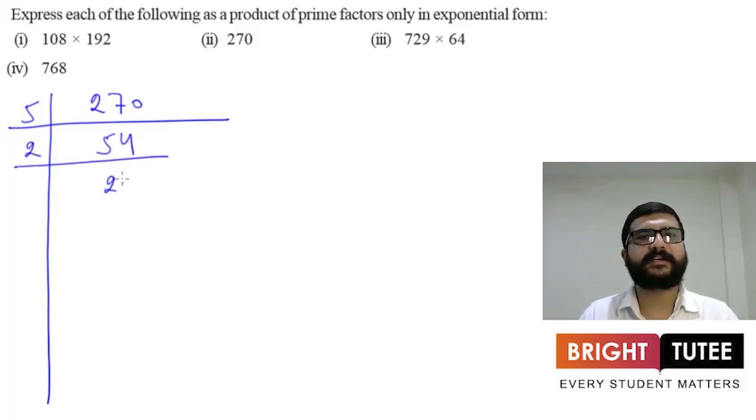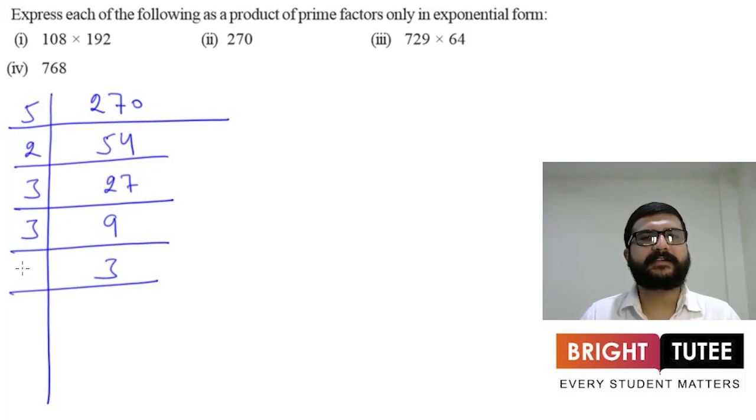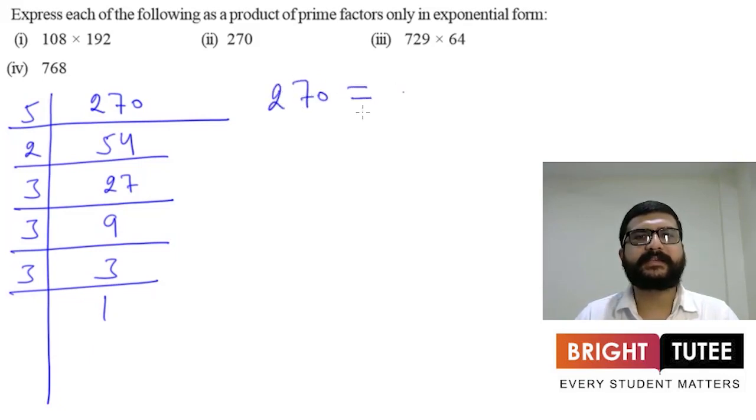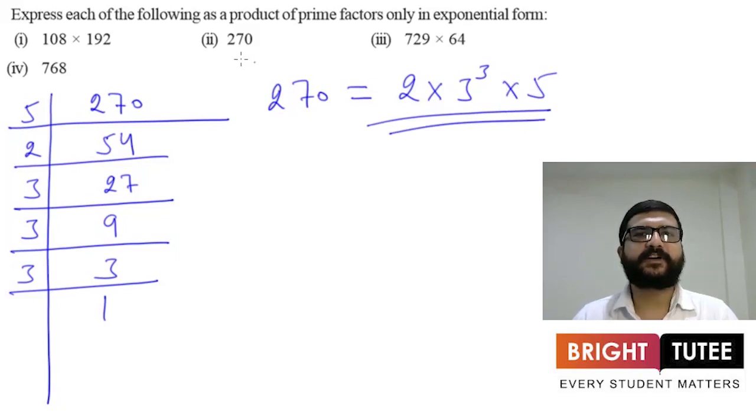Now 54 is divisible by 2. We will get 27. 27 is divisible by 3. 27 divided by 3 will give us 9. Now 9 is again divisible by 3. 9 divided by 3 will be 3. Again it goes with 3. 3 divided by 3 is 1. Now here we have to stop the process. So it means 270 can be written as 2 into 3 to the power 3 into 5. So this is how we can represent 270 as a product of prime factors in exponential form.